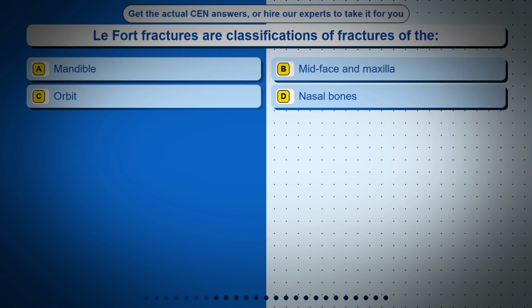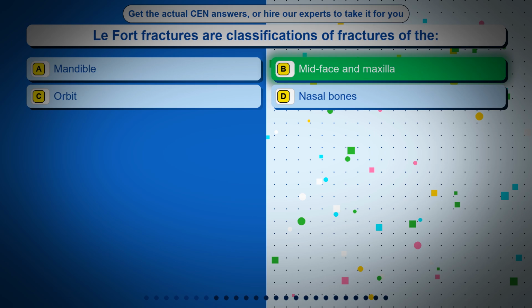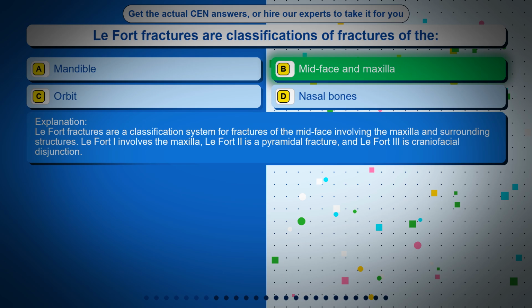Question 7. Le Fort fractures are classifications of fractures of the option A, mandible, option B, midface and maxilla, option C, orbit, option D, nasal bones. The correct answer is option B, midface and maxilla. Le Fort fractures are a classification system for fractures of the midface involving the maxilla and surrounding structures. Le Fort I involves the maxilla, Le Fort II is a pyramidal fracture, and Le Fort III is craniofacial disjunction.